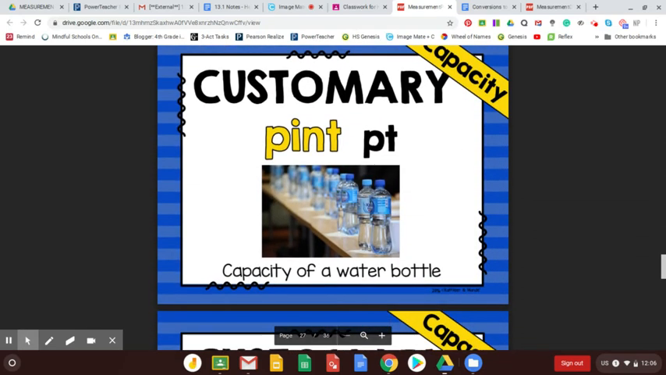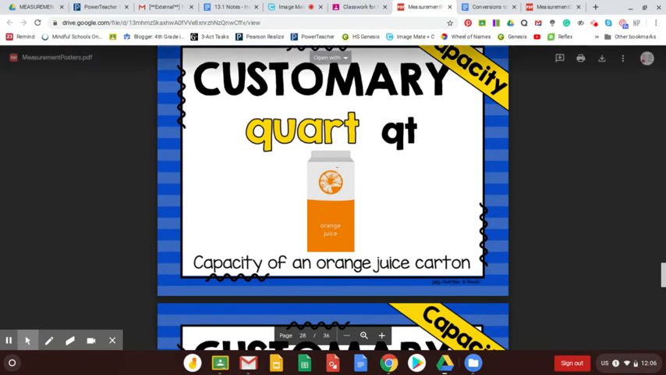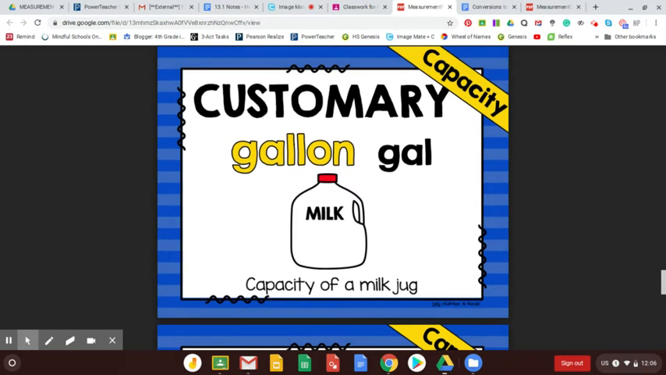All right, then we have the pint. If you think of a regular water bottle that you would drink out of, that's about a pint. And then you have a quart, which is like, milk sometimes comes in quarts, orange juice comes in quarts. It's like one of those taller, thin ones. And then we have gallons.